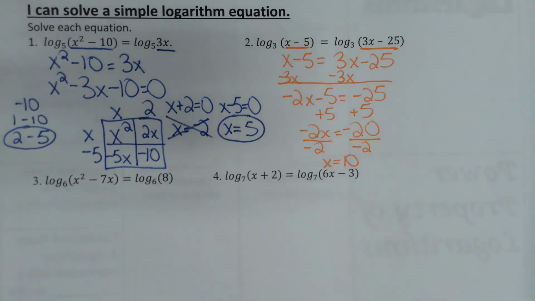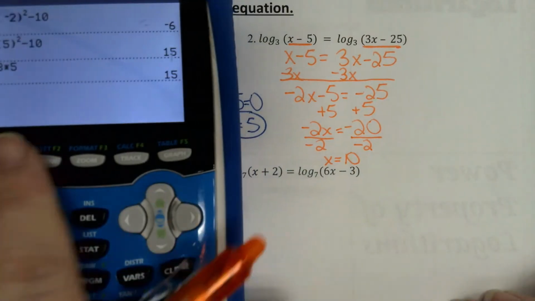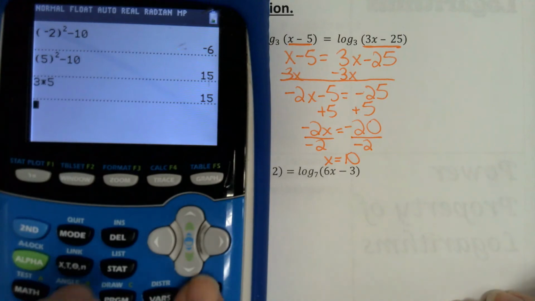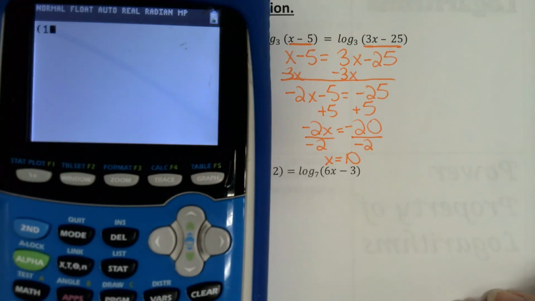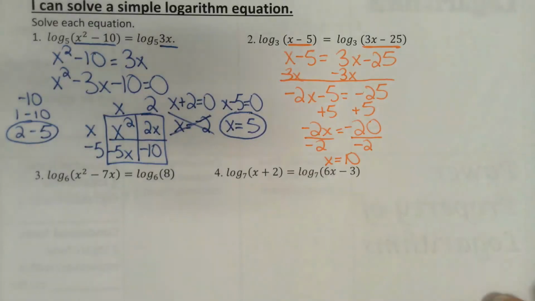Same process as before. We have to check the arguments. So we'll have 10 minus 5, which of course you could probably do this without a calculator. But we have a positive number. Check the other side. 3 times 10 minus 25, positive number. So that means I can include 10 as a solution.